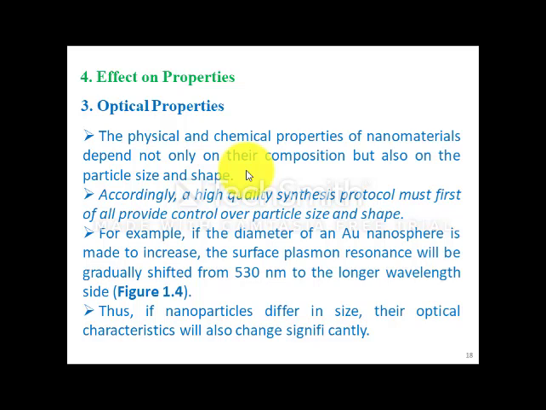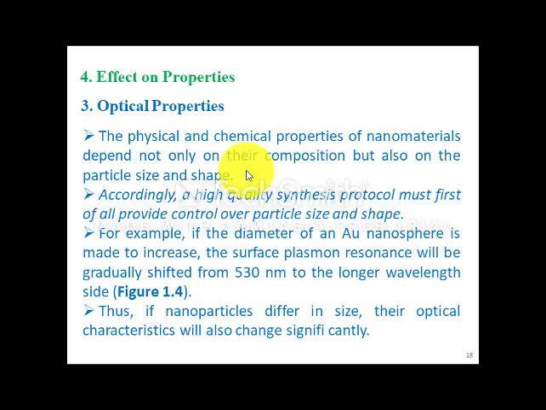Number 3 are the optical properties. Optical properties are also very much concerned with the surface of the materials. The physical and chemical properties of nanomaterials depend not only on their composition but also on the particle size and shape. So optical properties are also somehow physical properties.